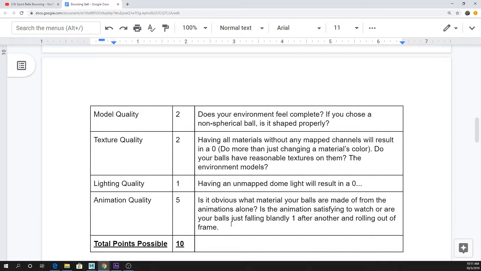In this case, for the animation quality, again, I'm going for how realistic is the ball's movement? Is it obvious what they're supposed to be? Are they basketballs? Is it an orange? And then part of that is also, is it a satisfying animation to watch? Part of that is doing something interesting with the motion of the balls, have them come into the scene at different speeds from different angles, rather than just systematically dropping one ball after another for 10 seconds.